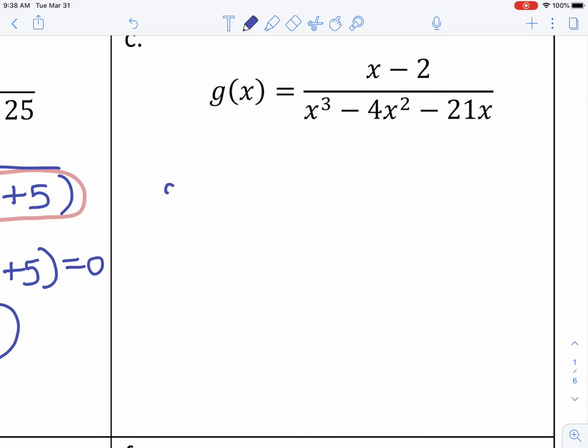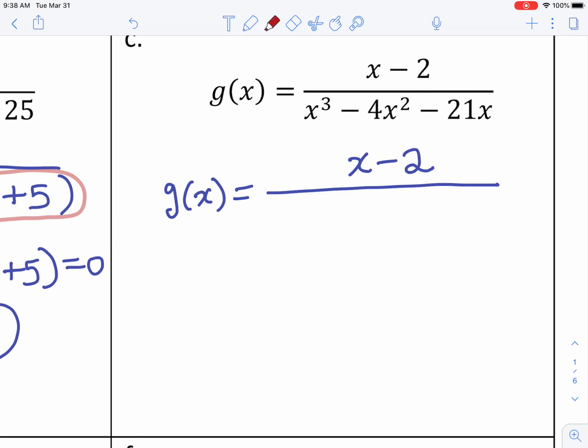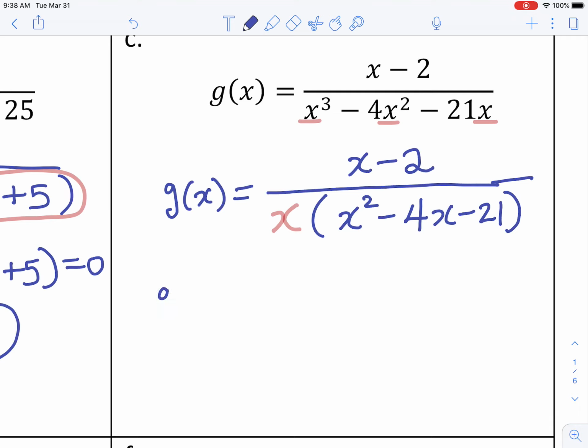Now, we're going to have to factor this g of x first, the denominator. Let me simplify this. So x minus 2 stays on top. But let's see, what do they have in common? They all have x in common, right? So let me factor out the x first. We will have x squared minus 4x minus 21, right? Let's see if we can factor this anymore. Yes, we can. That's a trinomial.